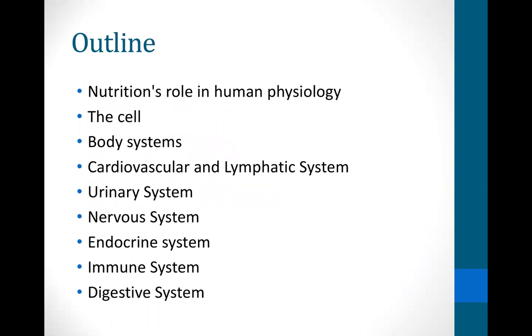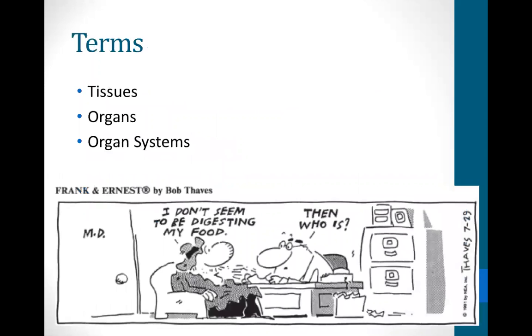So here's an outline of what we'll be talking about today. Some terms: tissues, organs, and organ systems. Tissues are collections of cells that are adapted to perform specific functions. Organs are a group of tissues designed to perform a specific function, for example, the heart. An organ system is a collection of organs that work together to perform an overall function. For example, the circulatory system, which moves oxygen and nutrients as well as blood throughout our body.